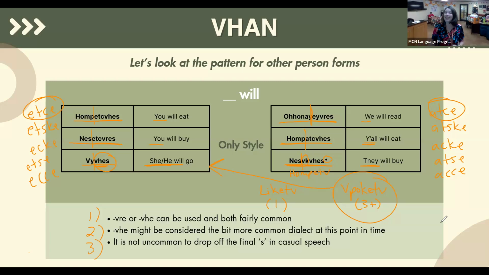And last but not least, it is not uncommon. Therefore, it is common to drop off the final S in casual speech and just say a the or a he. So Mvhayv or Mvhayv instead of adding that S at the end.